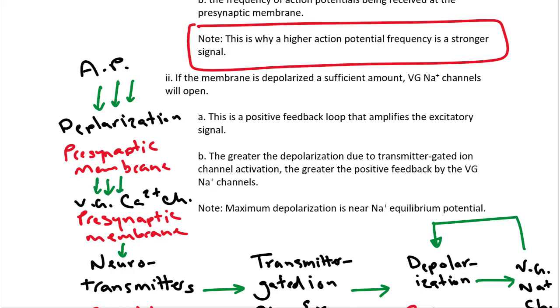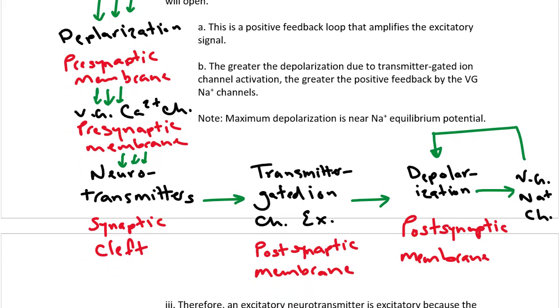They will occur more frequently. It will lead to more frequent activation of voltage-gated calcium channels, which means they're opening more frequently. That means more neurotransmitters being released into the synaptic cleft, which means more activation of transmitter-gated ion channels on the postsynaptic membrane, which leads to more depolarization of the postsynaptic membrane, which means more activation of voltage-gated sodium channels, which increases the positive feedback loop on depolarization.